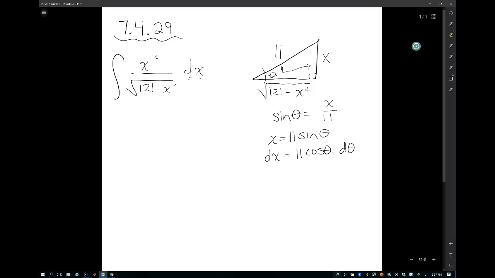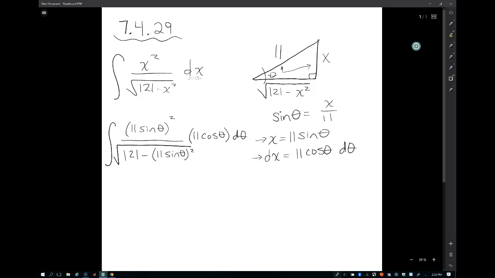I'm going to go ahead and plug all of this in. Everywhere I see an x, I'm going to put 11 sine theta instead, and at the end where I have my dx, I'm going to put 11 cosine theta d theta. So this integral turns into 11 sine theta, all squared on the top. And in the bottom, we've got the square root of 121 minus 11 sine theta squared. And then dx is 11 cosine theta d theta.